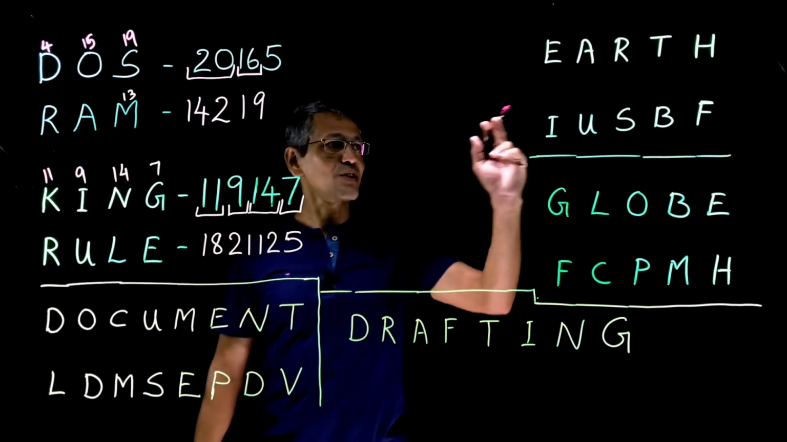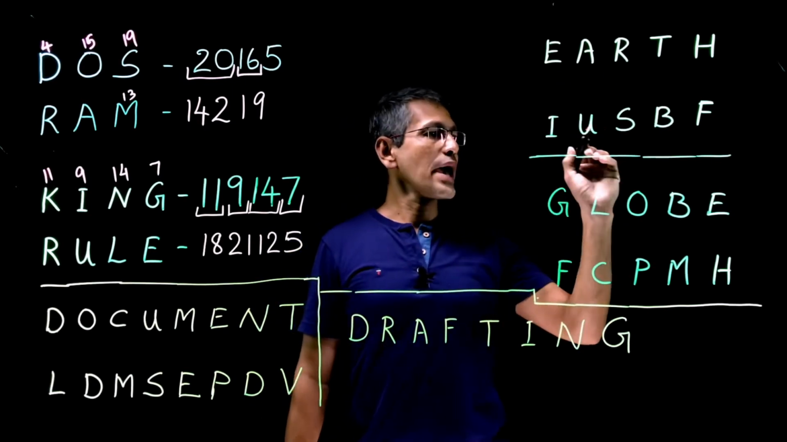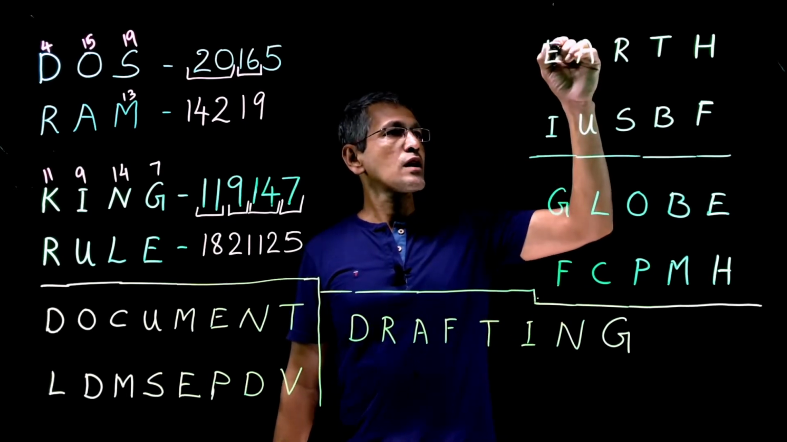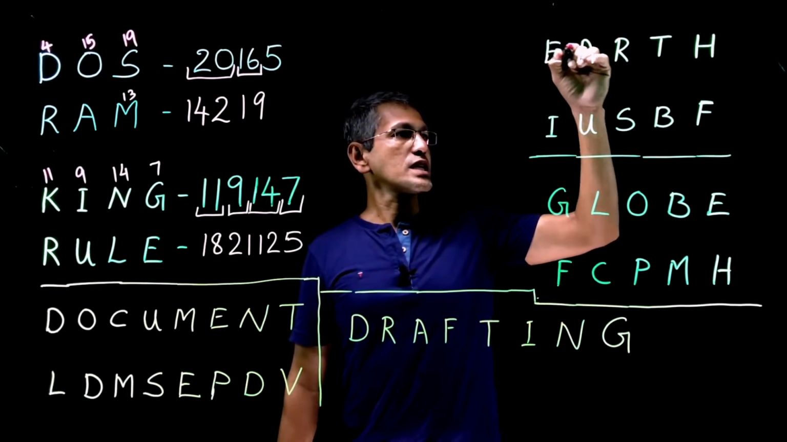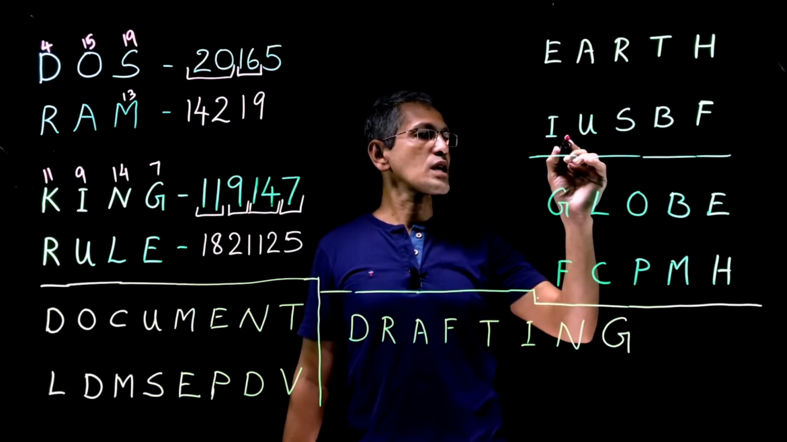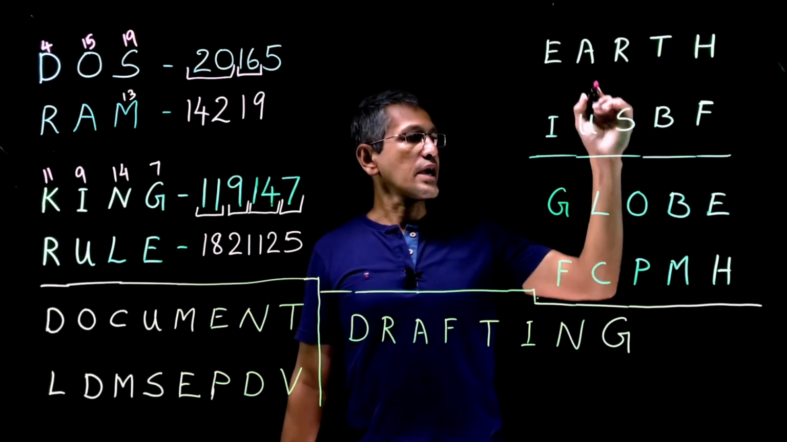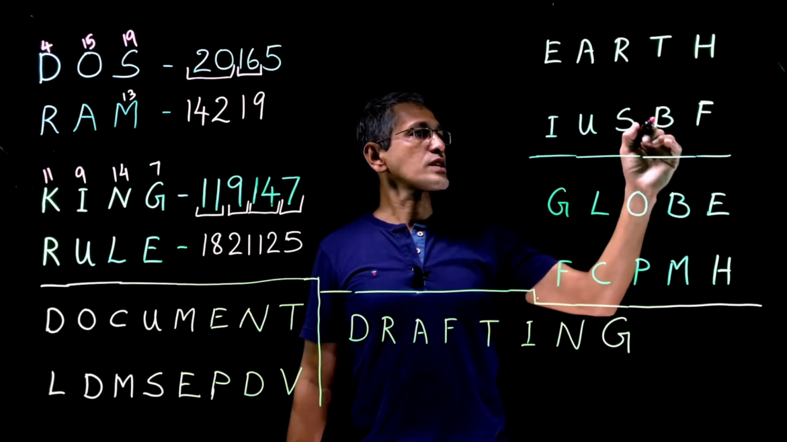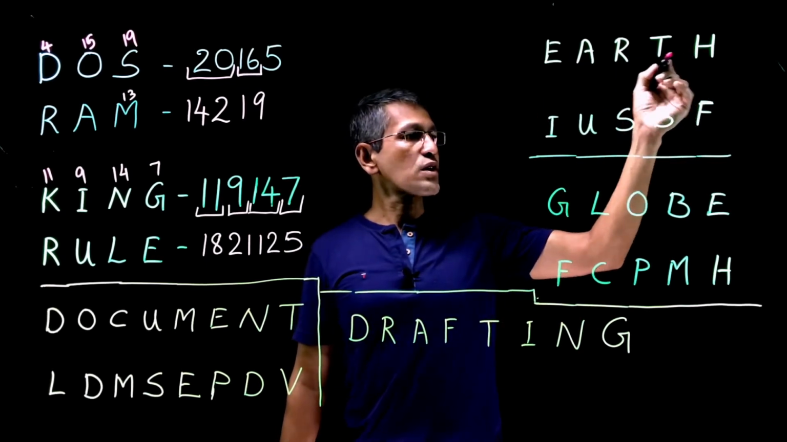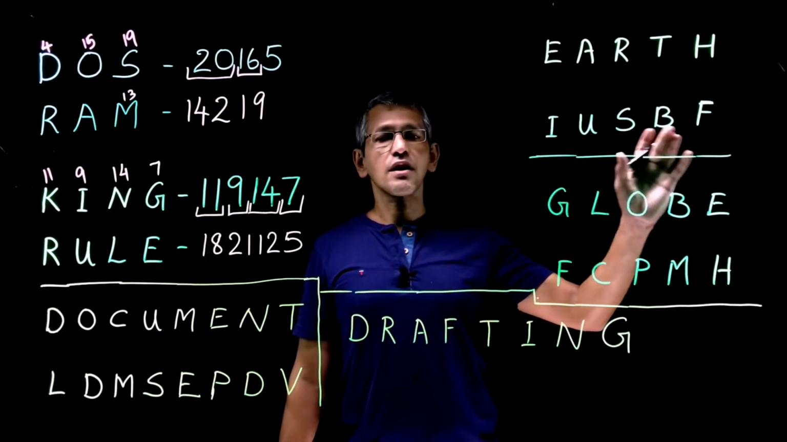Alright, let's go for another one here. EARTH. EARTH is coded as I, U, S, B and F. The first thing we look for is the letters in this word, E, A, R, T, H. Do we have all those letters in the code? For example, E is not here. A is not here. R is not here. T is not here. H is not here. If all the letters in the word are in the code, that's pretty much a rearrangement. In this case, it is not a rearrangement.